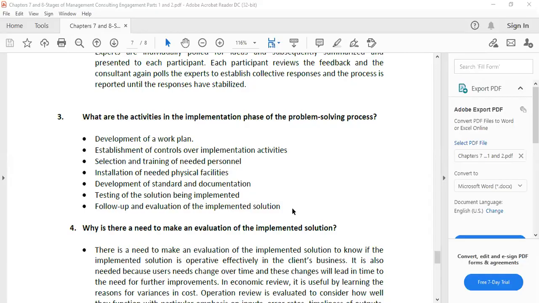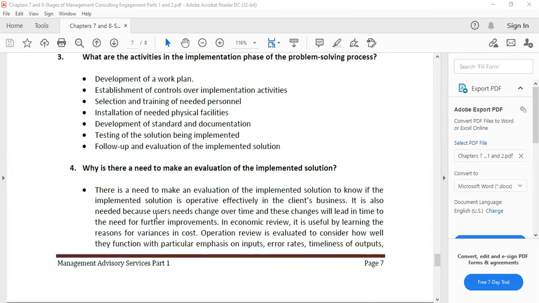Then we test the solution being implemented. It's possible that the solution that we have is going to need development or modification along the way because it's not perfect. This is now the importance of having a follow-up and evaluation of the implemented solution. Again, there could be some changes or modifications along the way. Number four, why is there a need to make an evaluation of the implemented solution? We have to check if whatever solution that we implemented is actually operating effectively as desired.